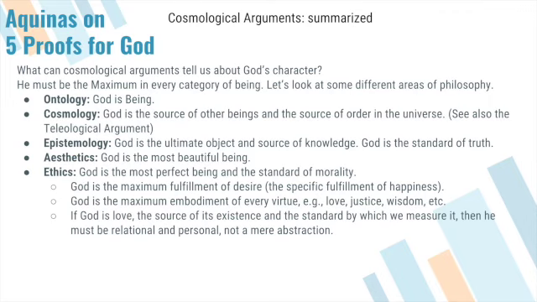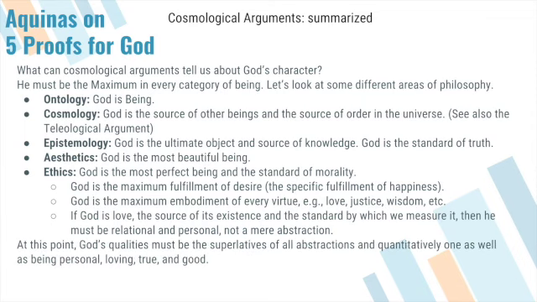Right? Even personhood. Personhood has to come from somewhere, so there has to be some maximum personhood. At this point, God's qualities must be the superlatives of all abstractions and quantitatively one, as well as being personal, loving, true, and good. Right? So God is all of these things as characteristics of God. And God is ultimately simple and indivisible because he is the first cause.